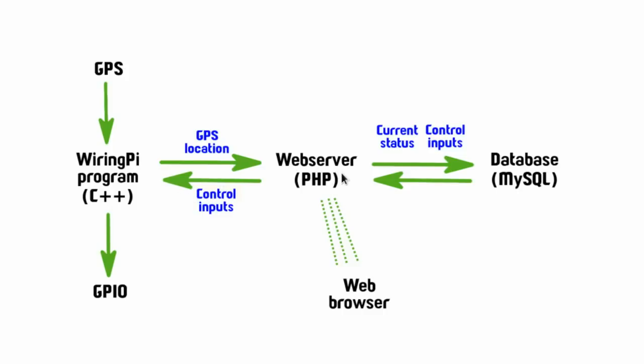On the web server, this is just a collection of PHP scripts, not much of a brain there. It just sort of relays the data and puts things in the database. And so these arrows here, current status and control inputs, are both going into the database and out of the database. The database format is pretty basic.